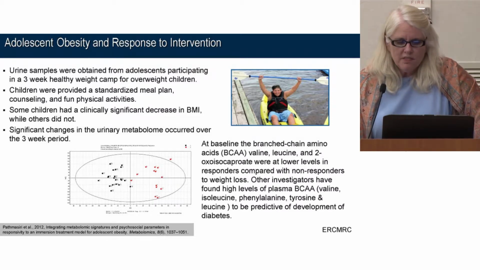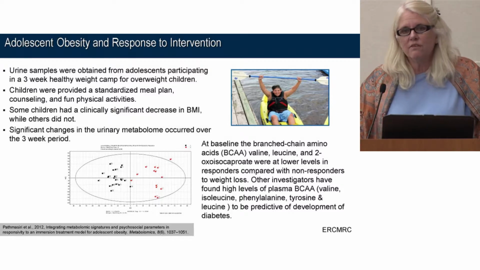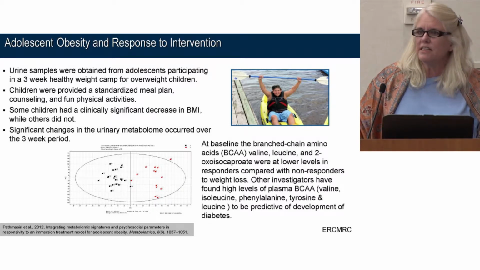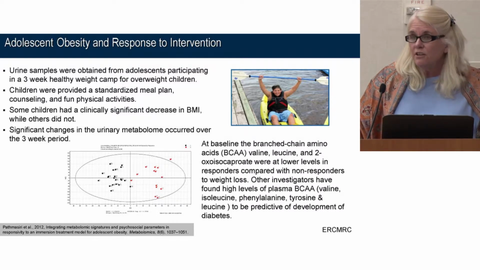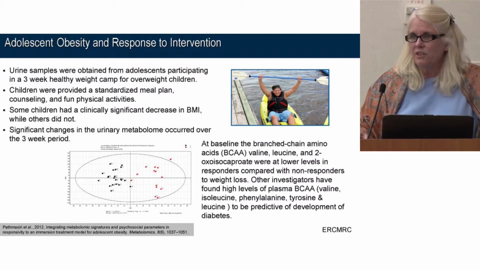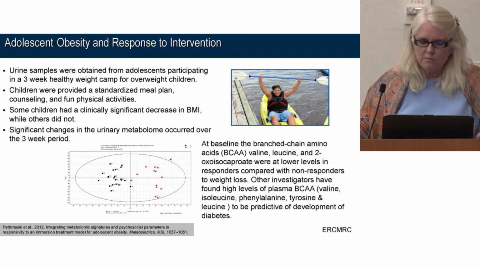And so this was interesting because there have been some other studies in adult populations that have shown that these branched chain amino acids at high levels are predictive of the development of diabetes. So we're seeing something consistent: these high levels of branched chain amino acids at baseline in children who don't lose weight clearly could be predictive of development of diabetes later in life if they don't get into a program that does.